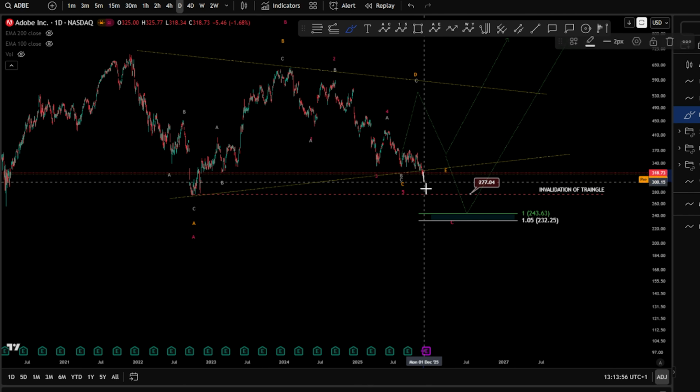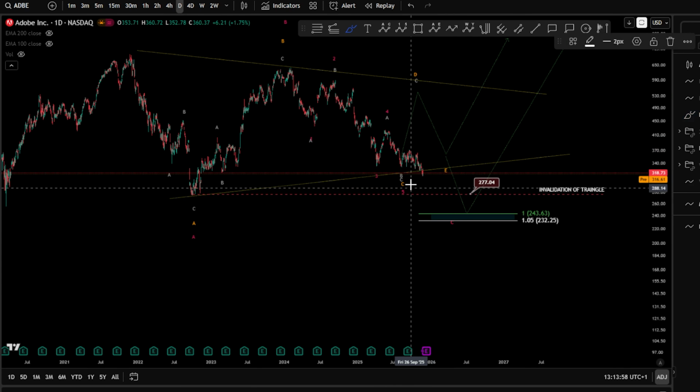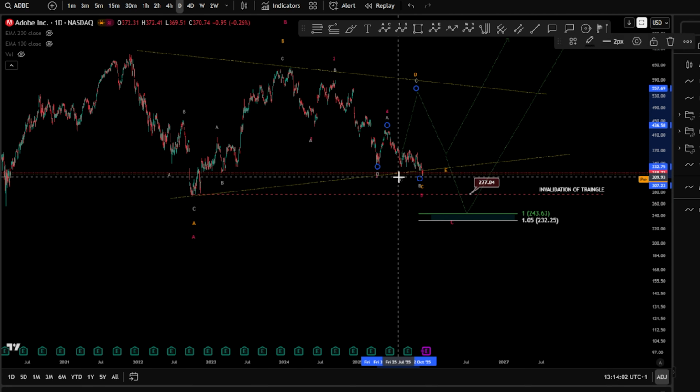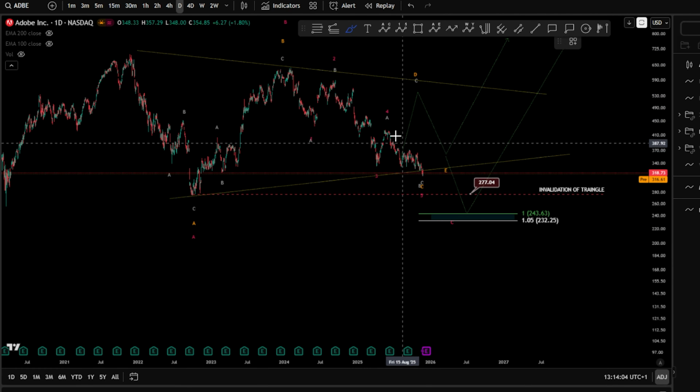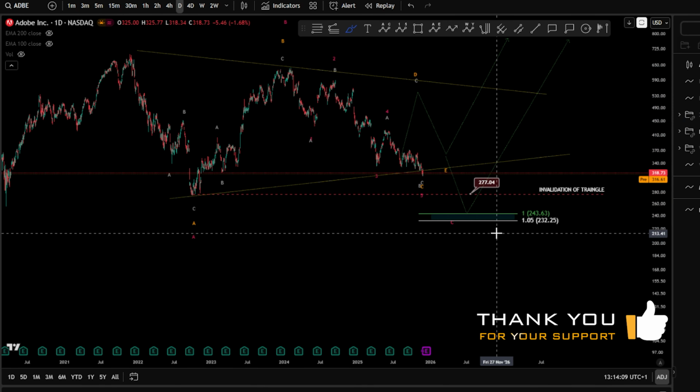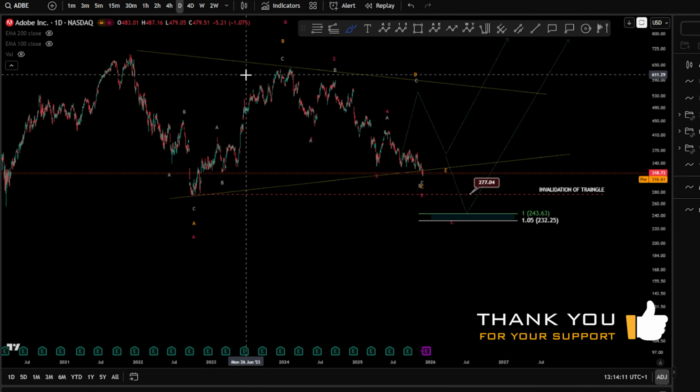1, 2, 3. I don't see yet any signal of strength from a wave C here to be done and finished. Therefore, yes, be careful. It can be the impulse unfolding here as a 1, 2, 3, 4, and a 5, finishing wave C and pushing for higher for Adobe.